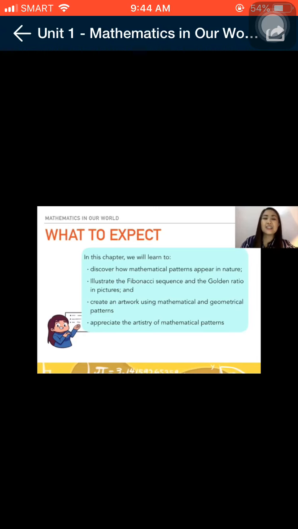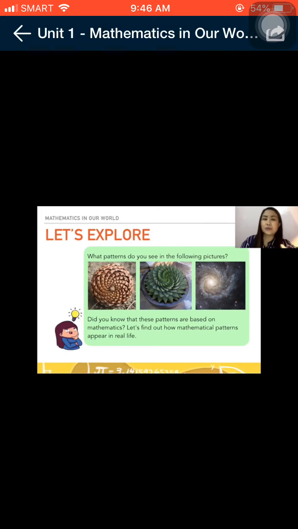All right, let's start this chapter with an exploration or a brain teaser. Look at these three pictures. What can you see? Do you see any pattern or similarity between the three pictures? Okay, you can pause this video and then check carefully. What patterns do you see? All right. I think you've thought about it well. Did you know that these patterns are actually based on mathematics? And let's find out how mathematical patterns appear in real life.